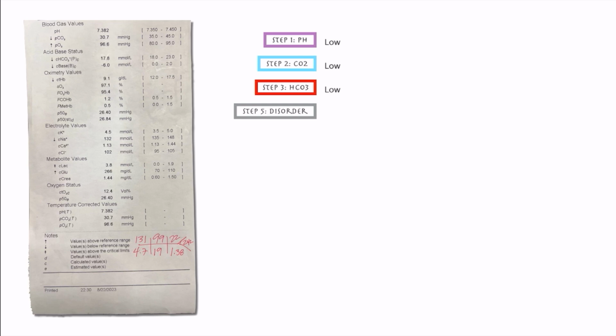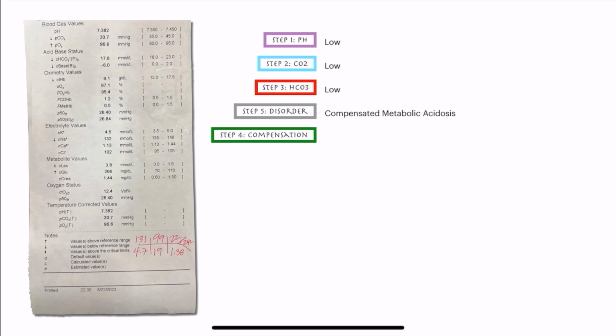So is our pH in a normal range of 7.35 to 7.45? And it is. So we have a compensated state of metabolic acidosis. But we need to know more than that. We need to know how well the patient is compensating, and that goes back to our equations.